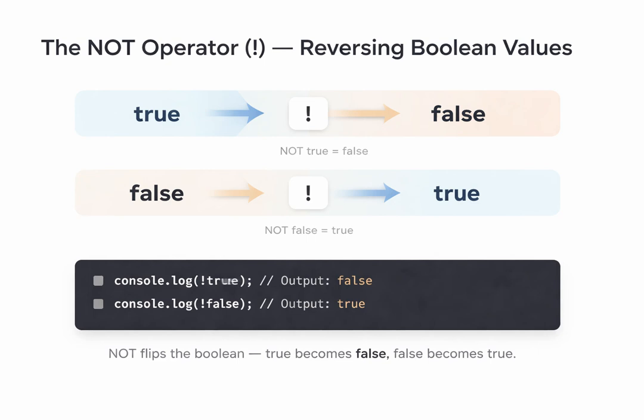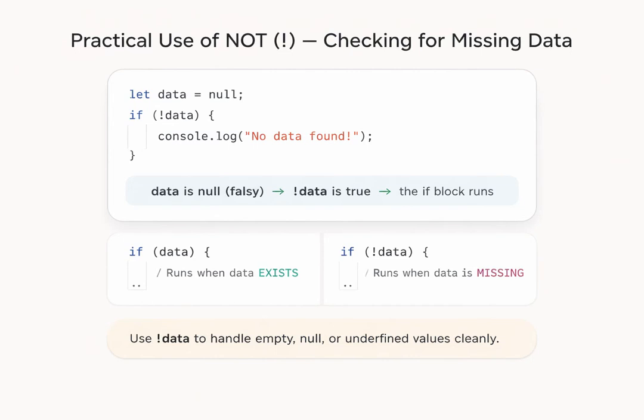Instead of writing a complex condition, you can simply write not data, meaning if data is absent or falsy, do something. It's a clean, readable way to express the absence of something. Here's a very practical use case for the NOT operator. Suppose you make a request to fetch some data, maybe from a database or an API, and you want to handle the case where nothing came back.